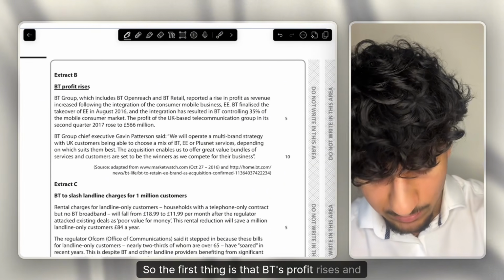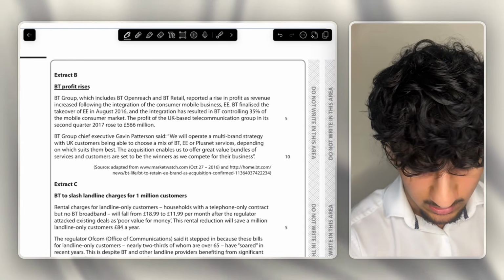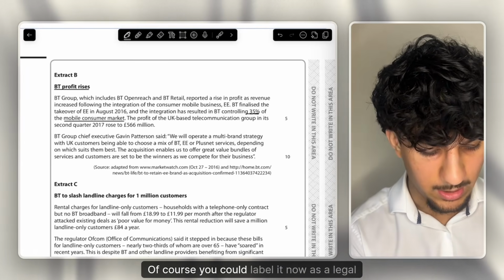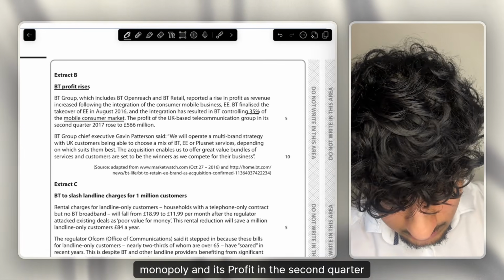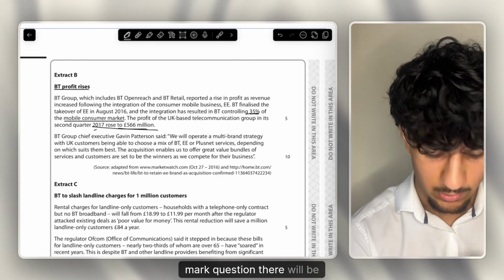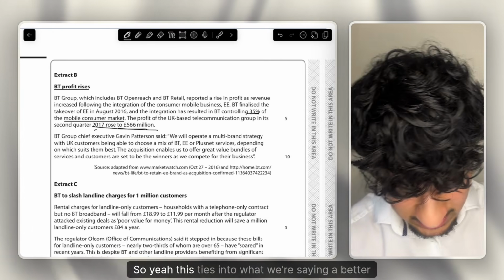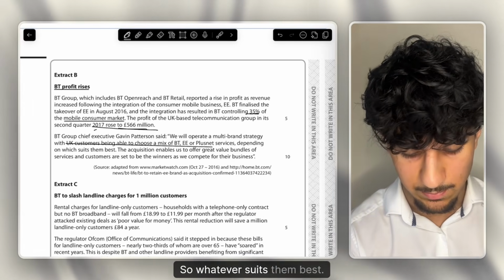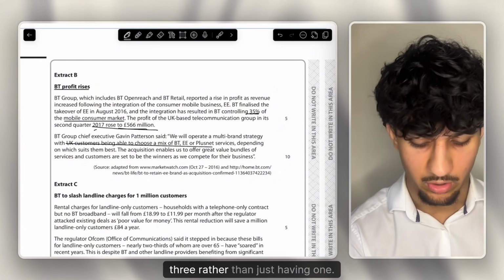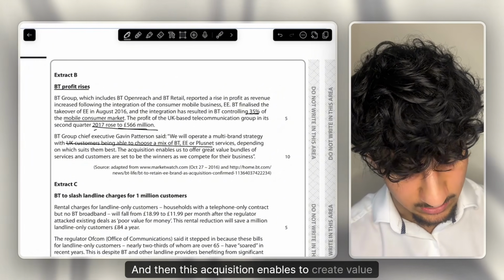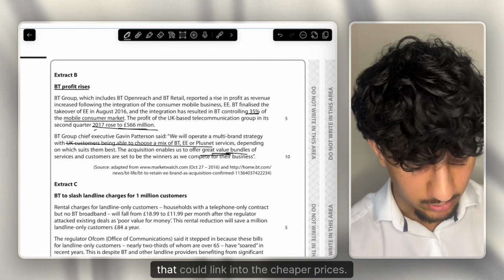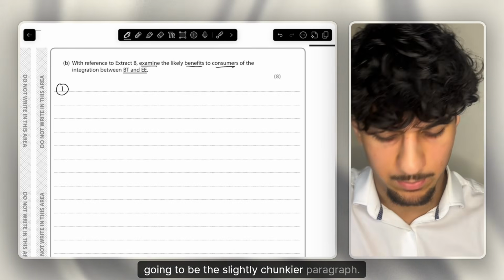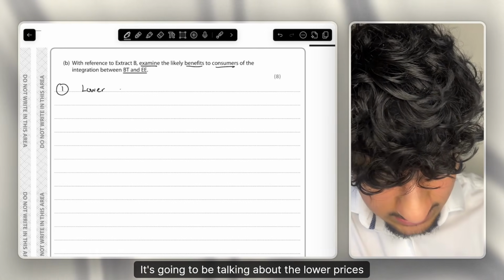So the first thing is that BT's profit rises, and let's see why this is happening. The integration results in BT controlling 35% of the mobile consumer market. Of course, you could label it now as a legal monopoly. And its profit in the second quarter 2017. Good stats here, because of course for your 8-mark question, there will be marks for application. So yeah, this ties into what we were saying, like better service, where they're able to choose between BT, EE, or PlusNet. So whatever suits them best, so essentially meaning that they get a choice of 3 rather than just having 1. And then this acquisition enables us to create value bundles, so that could link into the cheaper prices. So let's get started, and for the first paragraph I'm just going to talk about, since I think this is going to be the slightly chunkier paragraph, the lower prices.